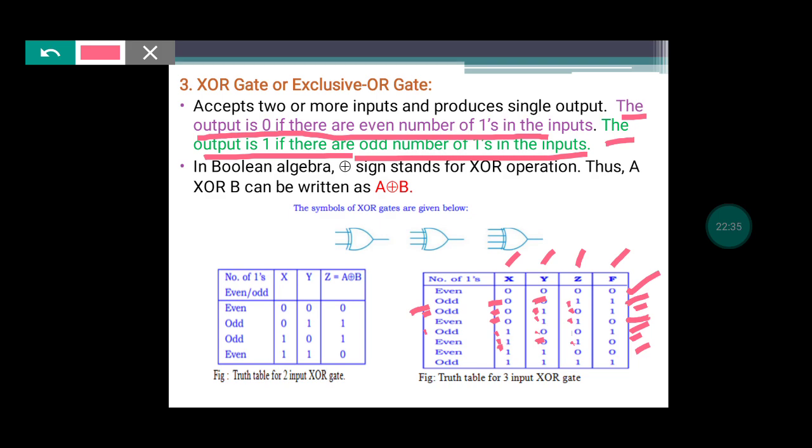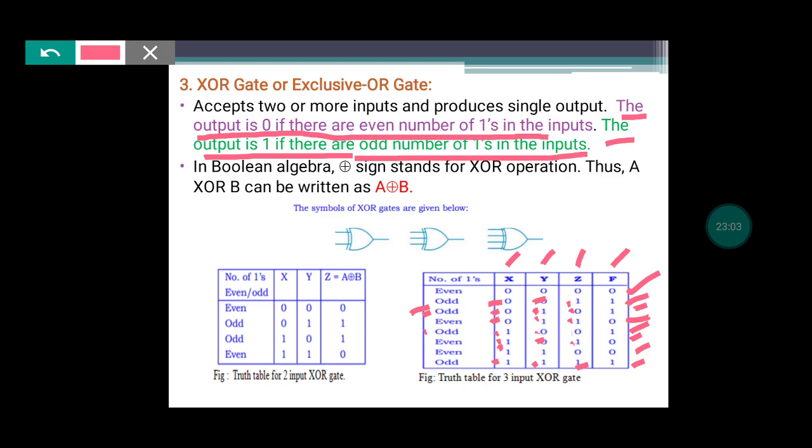Yes, now see the last combination of this table. X value is high, that is 1, y value is also 1, z input signal value is also 1. So that time what is the output signal? Output signal is 1. Why? Because 1 has appeared 3 times. 3 is an odd number, right? Input signal 1 has appeared 3 times. So that time the output will be 1.